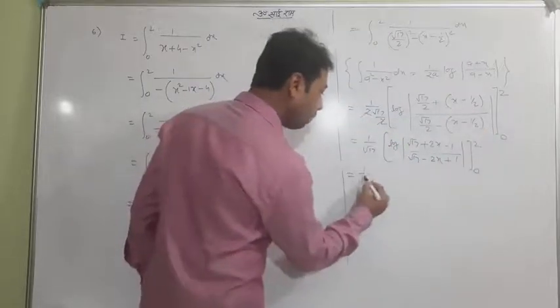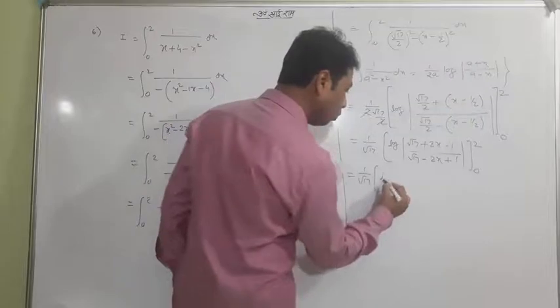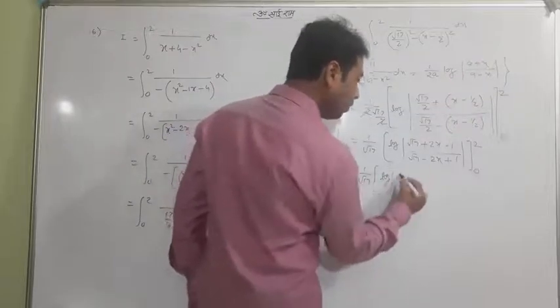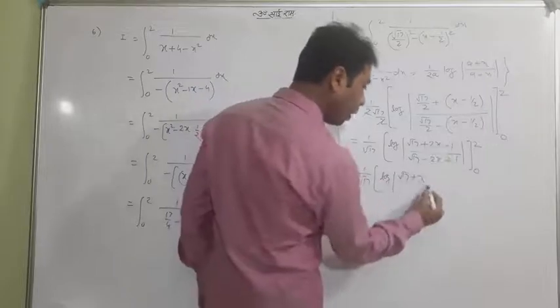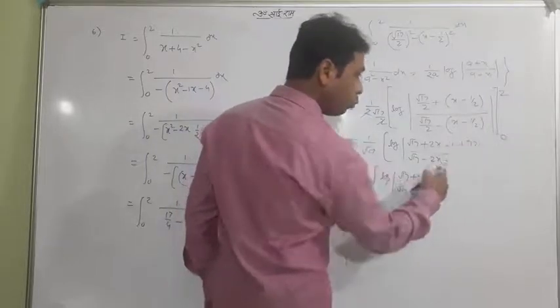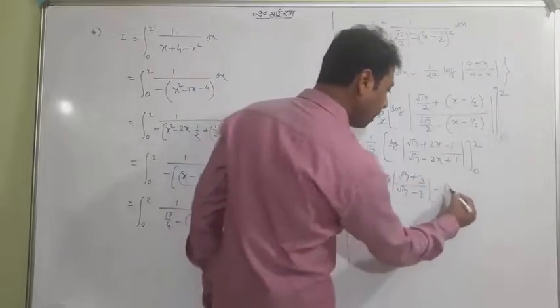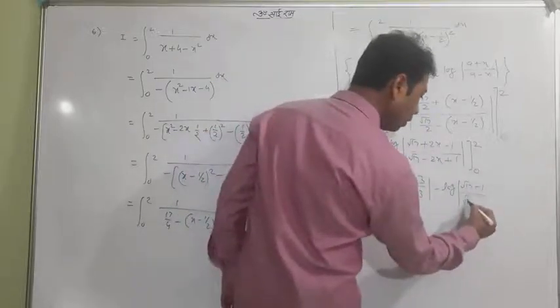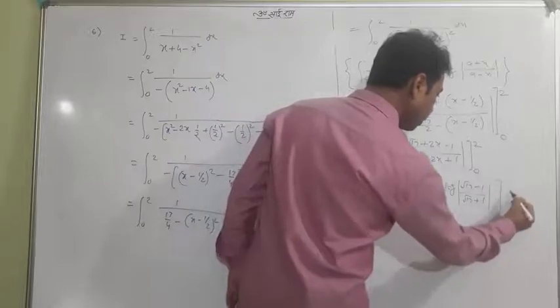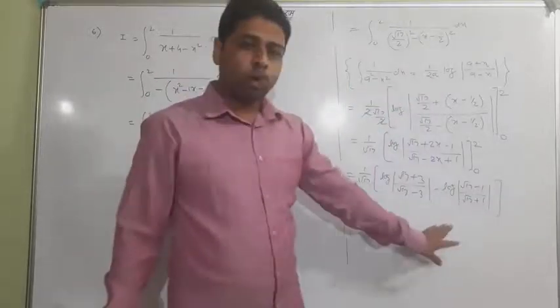Now I use the upper limit and lower limit. Can you go with the upper limit? Log of 17 plus 2 times 2, which is 4, minus 1, that is 3, upon 17 minus 4 plus 1. This is the upper limit, and the lower limit is 0, which gives 17 minus 1 upon 17 plus 1. And you can drop your answer here.